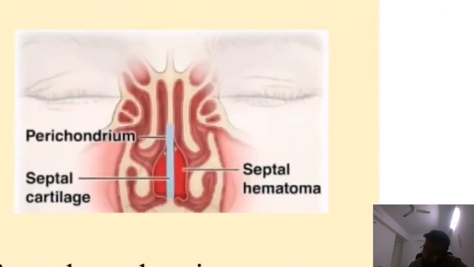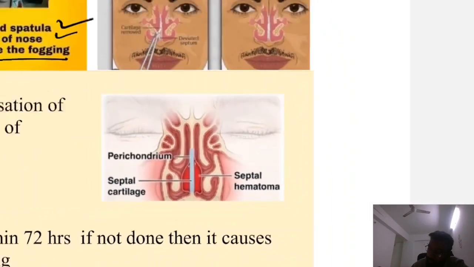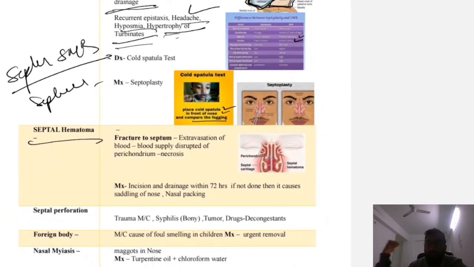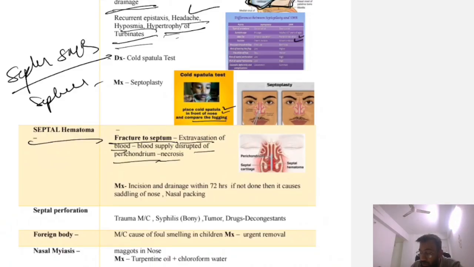Next is septal hematoma. You can see this is a collection of blood in the septum. How can this hematoma collect? If you hit someone's nose, the septum fractures, which leads to extravasation of blood. The blood supply of the perichondrium is disrupted because of the fracture hematoma, so this leads to necrosis.